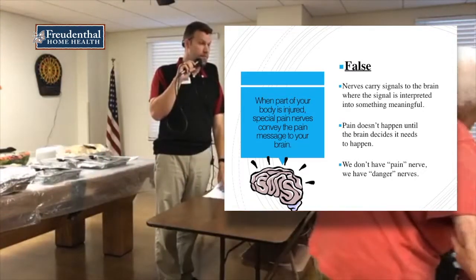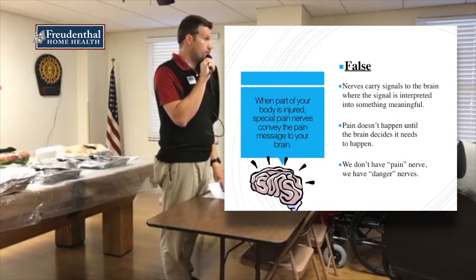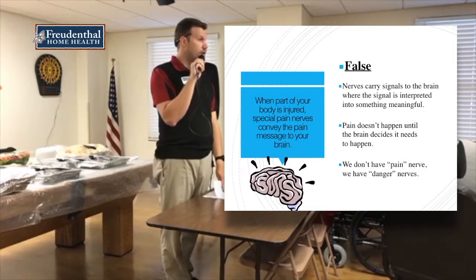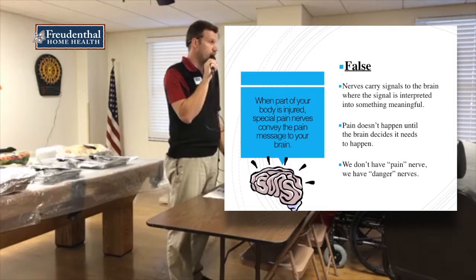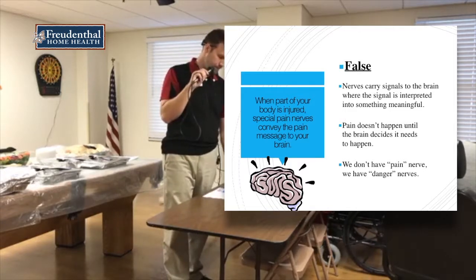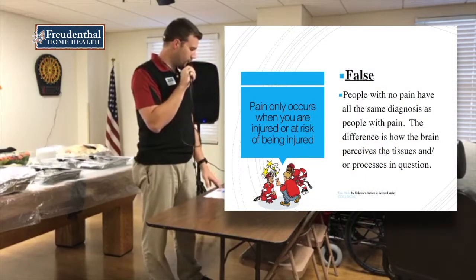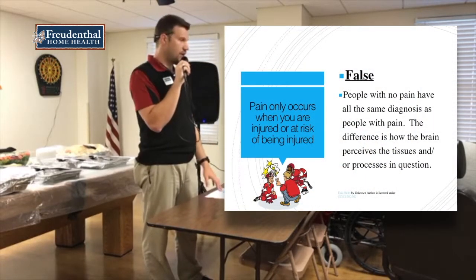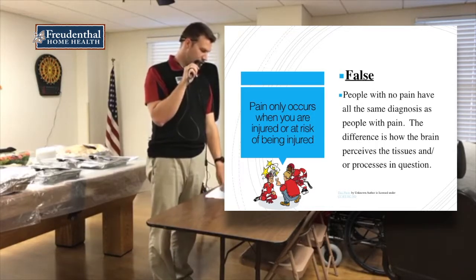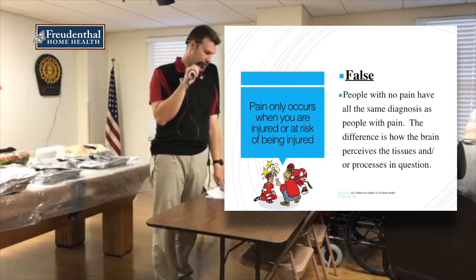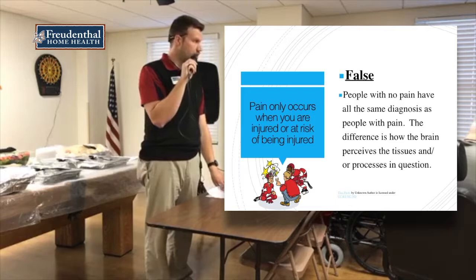So we don't actually have pain nerves, we actually have danger nerves. And those danger nerves operate as part of our pain system to warn us of potential threats that we might need to deal with. So let's go to the next question. Okay? It says pain only occurs when you're injured or at risk of being injured. False. Very good. People with no pain have all the same diagnoses as people with pain. The difference is how the brain perceives the tissues and the processes in question.